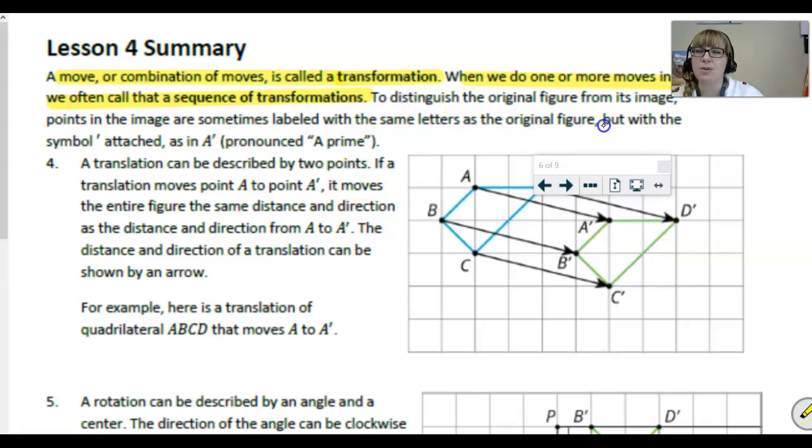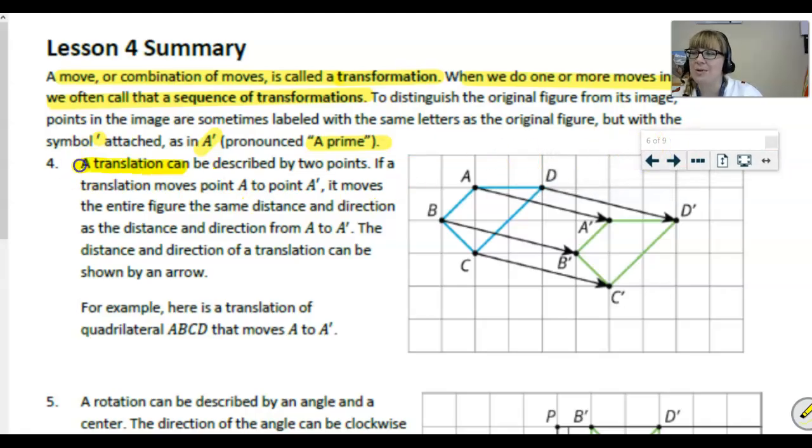And to distinguish the original figure from its image, points in the image are sometimes labeled with the same letters as the original figure, but with the symbol attached. See that symbol? And so it would be, instead of A, which we pronounce A prime. A translation can be described by 2 points. This is so important. A translation can be described by 2 points. However, I don't want us to focus on the 2 points. I'm going to keep on reading.